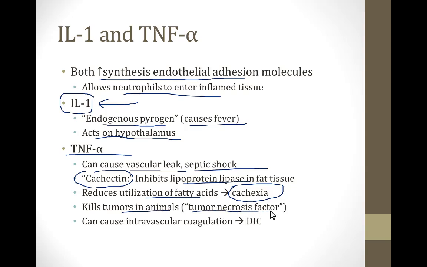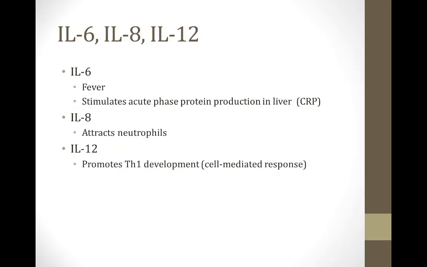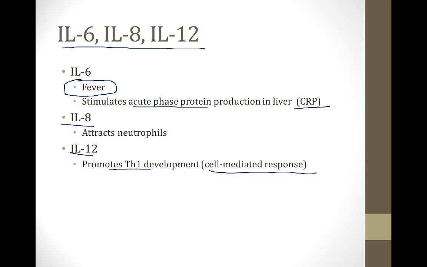And the way it kills tumors in animals is by causing coagulation and thrombosis in the blood vessels that supply the tumor. Therefore, the tumor dies. And this can help you remember that it can also cause intravascular coagulation and DIC in patients who have severe infections. Other cytokines produced by macrophages include IL-6, IL-8, and IL-12. IL-6 is also a pyrogen like IL-1. It causes fever. IL-6 also stimulates the liver to synthesize acute phase proteins like C-reactive protein, which become elevated when there is inflammation in the body. IL-8 attracts neutrophils, and IL-12 is important for promoting the development of the Th1 subset of T cells, which is part of the cell-mediated response, and I talk in more detail about this in the module on T cells.